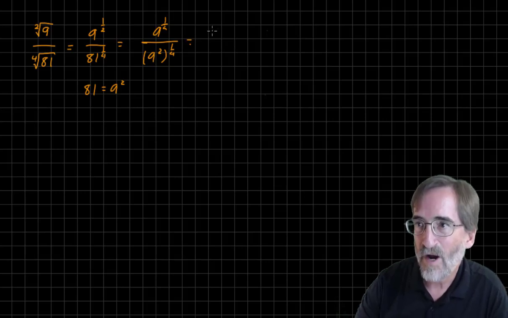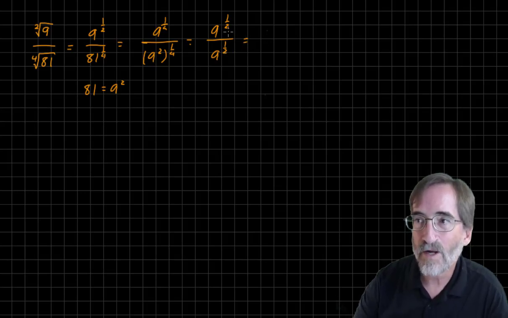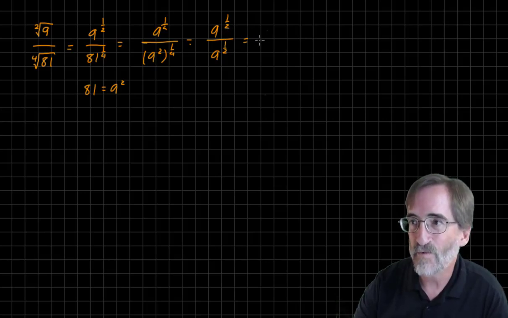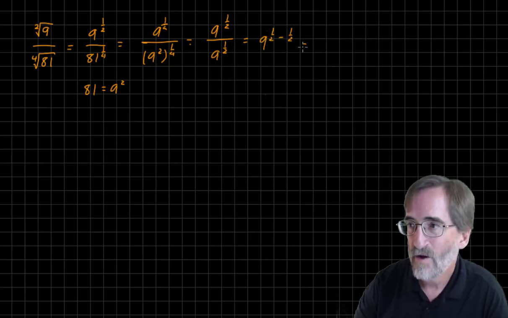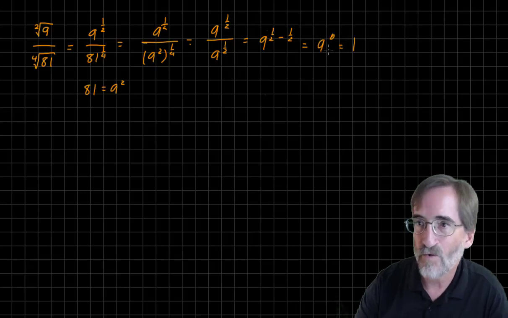Okay, using the power of powers rule, this is 9 to the 1/2 over 9 to the 2/4, which is 1/2, reduces to 1/2. I can use the quotient rule, or I can just notice that anything over itself is 1. We can say it's 1 right now, but here's the way the lesson did it. They did 9 to the 1/2 minus 1/2. 1/2 minus 1/2 is 0. 9 to the 0 is 1.